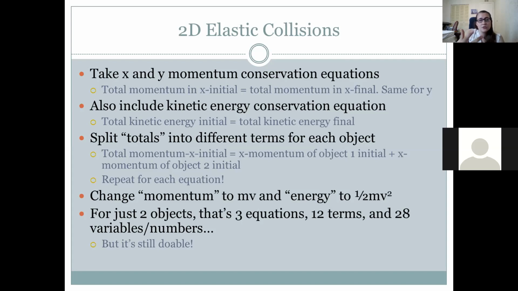So if we're dealing with just 2 objects colliding as an elastic collision in 2 dimensions, like, I guess pool isn't really a very good example, but let's say you're rolling 2 pool balls against each other and they hit and they go off in different directions. That would be this kind of collision. But you'd have 3 equations with 12 terms and 28 different variables and numbers to keep track of. You can definitely do it if you're organized, but again, it's just painful.